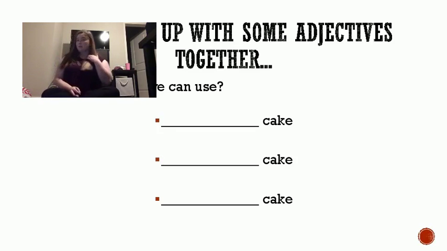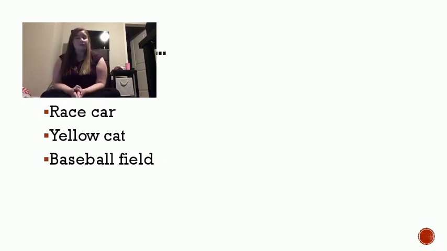Okay, now I want you to try with your partner to figure out what kind of adjective we have in our little phrases. There is small apple, race car, yellow cat, and baseball field. Can you tell me which ones are which? Okay, Sophia, what kind of adjective do you think small is? Yeah, it's a descriptive adjective. It does not really have a purpose. We're not eating the apple at a specific time, or it's not a special kind of apple. It's just a small apple. That's how we know what the apple looks like.